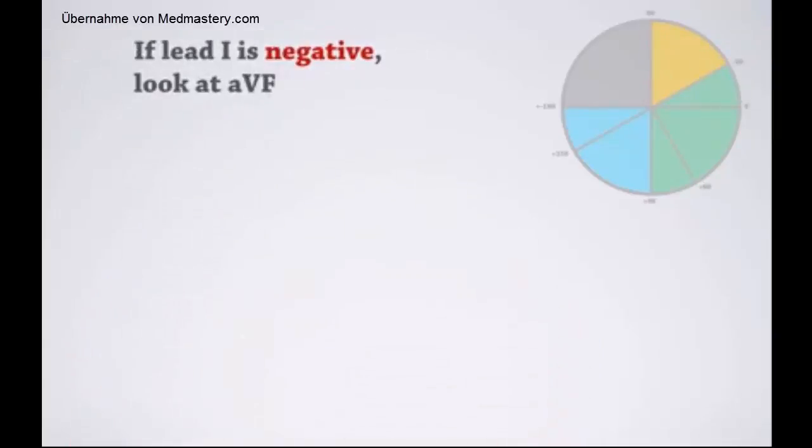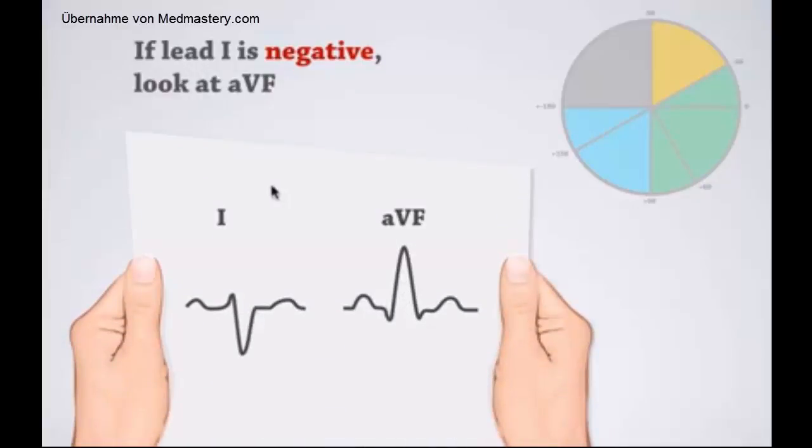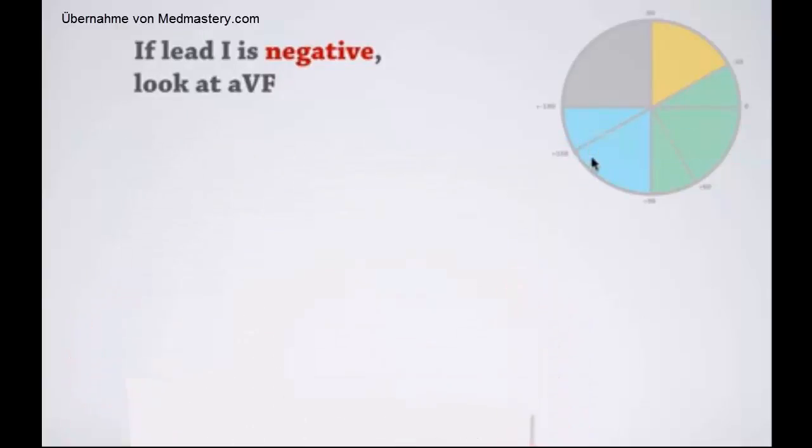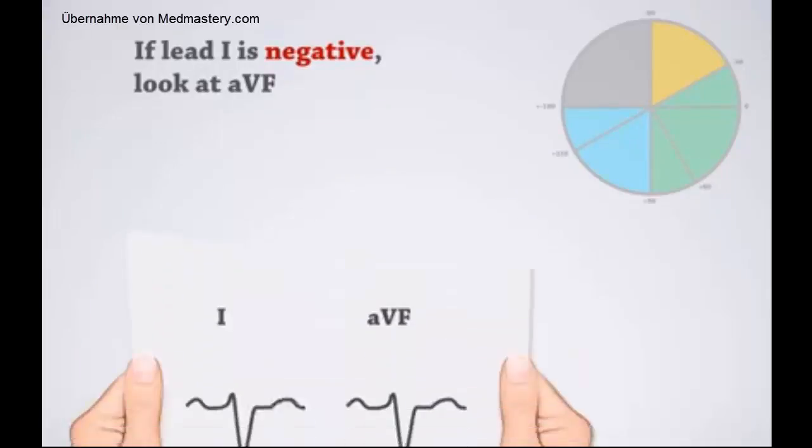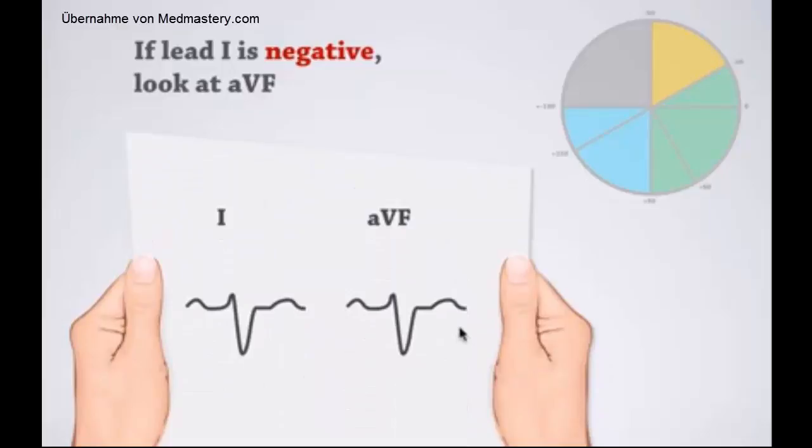If lead 1 is mainly negative, you should look at lead AVF instead of lead 2. Make sure that the left thumb is next to lead 1 and that your right thumb is next to lead AVF in this case. Then we'll carry on just as before. If the lead next to your left thumb, that is lead 1, is mainly negative, and the lead next to your right thumb, that is lead AVF, is mainly positive, then you're dealing with right axis deviation. And if both leads 1 and AVF are negative, then you're dealing with one of the rare cases of a northwest axis. Some people also call this an extreme axis.